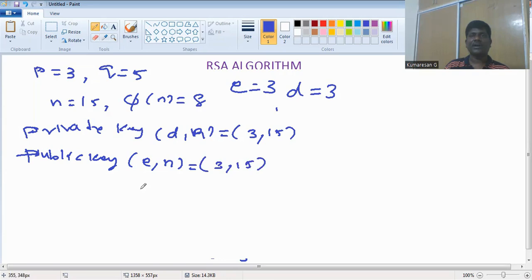Okay. So in the RSA algorithm, whenever we are encrypting the message, we are using the public key. With the help of that public key, we are encrypting the message. Once we encrypt the message, it is transferred to the receiver side. The receiver side uses their own private key and finally decrypts it. So this is the mechanism of the RSA algorithm.